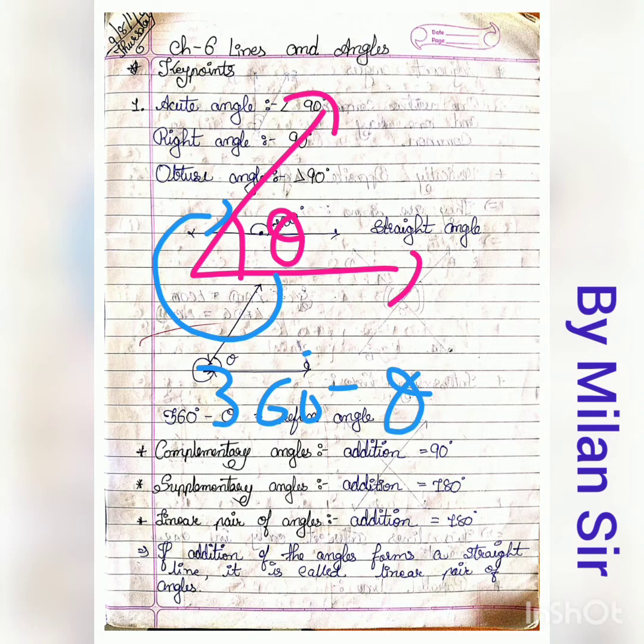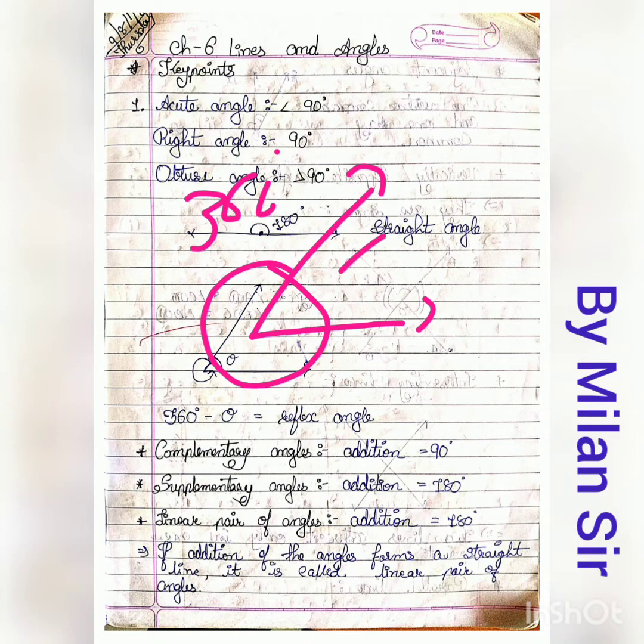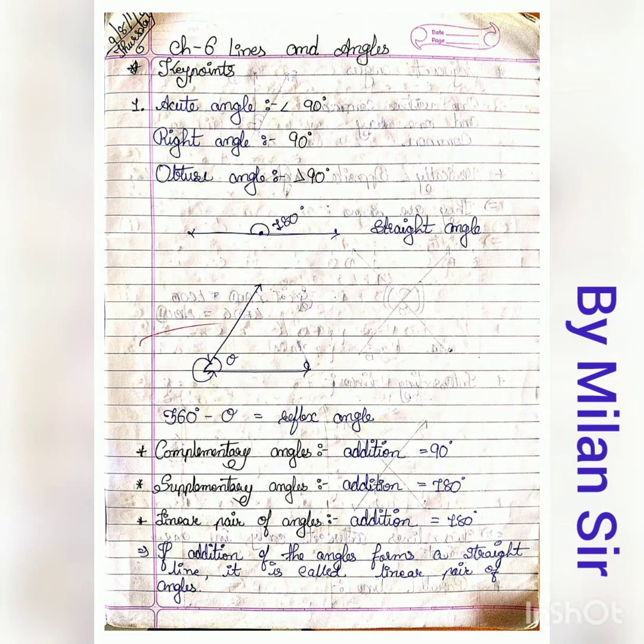Because we know that the whole angle is 360 degree. If we talk about the whole angle, then it is 360 degree. So if we subtract this theta from 360 degree, the remaining part is called reflex angle. That means other than theta in space, this is reflex angle.